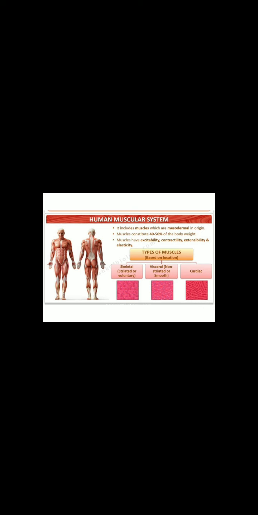So the human muscular system includes muscles which are mesodermal in origin. We have studied about 3 different germ layers: ectoderm, mesoderm, endoderm. So muscles arise from the mesodermal layer. Muscles constitute 40 to 50% of the body weight. Muscles have excitability, contractility, extensibility, and elasticity. These are the properties of muscles, and 3 different types are shown over here. Let us understand each of these muscles in detail.